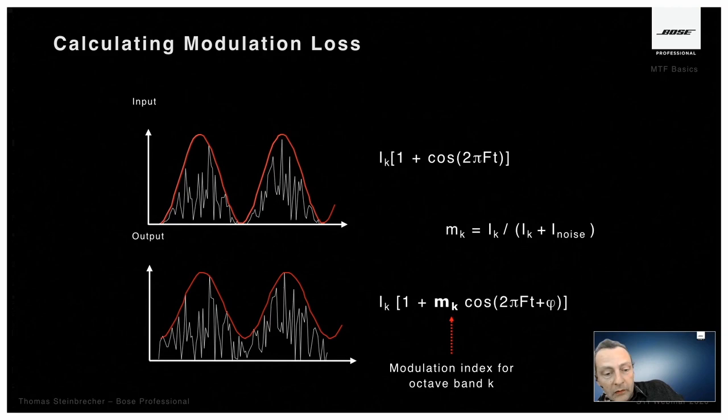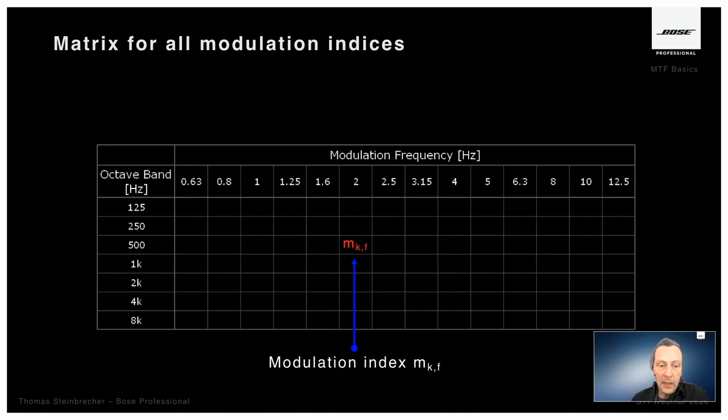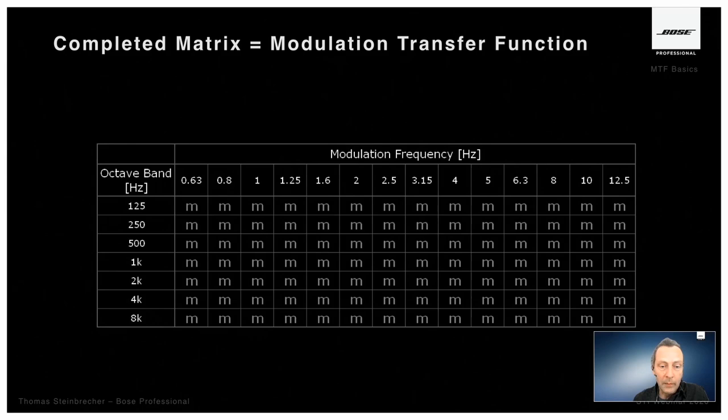We can take that index and put it into a large table that gives us a field for every combination of octave band and modulation frequency, and we just drop this modulation index into the respective bucket. Then we repeat the measurements with all the other signals, and sooner or later, we have a completed matrix with all the buckets filled out. This matrix with its numbers is called the modulation transfer function. If we just take 1 octave band from that transfer function and evaluate it a little bit closer, we can graph it like this.